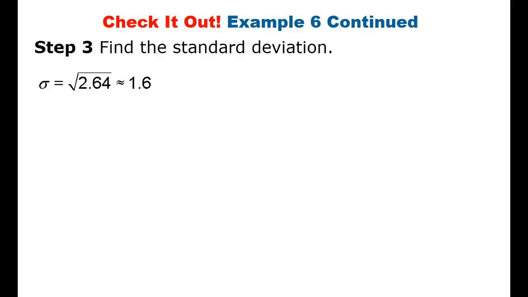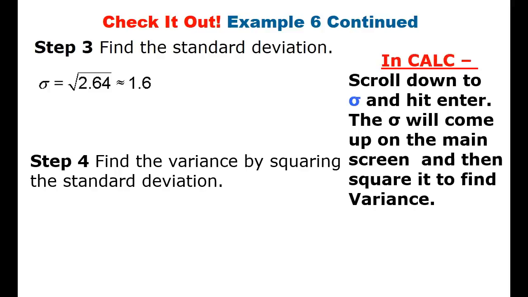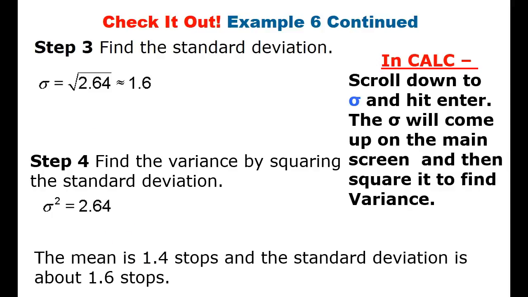In our calculator, we would get the standard deviation and square it to get the variance. So if our standard deviation from our calculator is about 1.6, we would square 1.6 to get the variance of 2.64. So there was an average of 1.4 stops, with an average distance from 1.4 stops, an average spread of 1.6 stops.